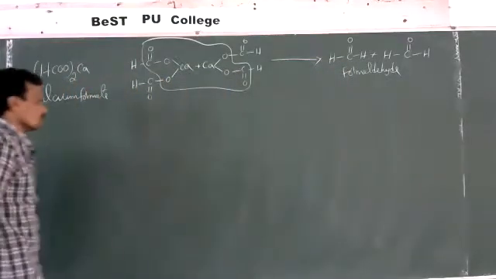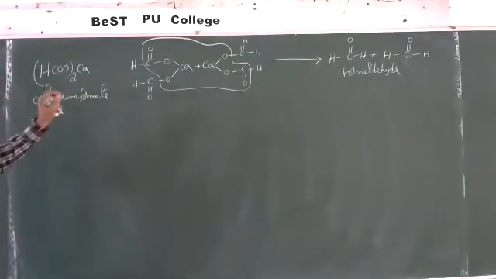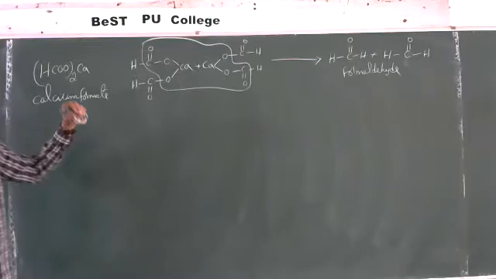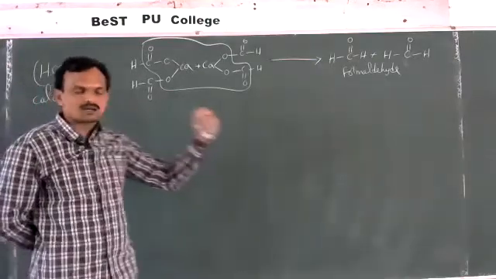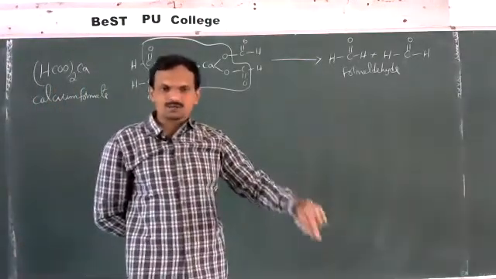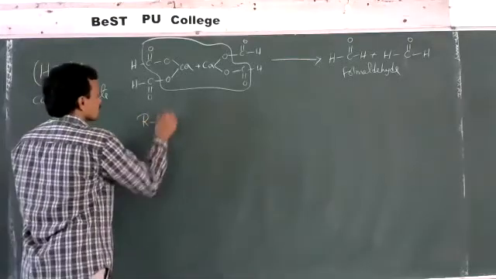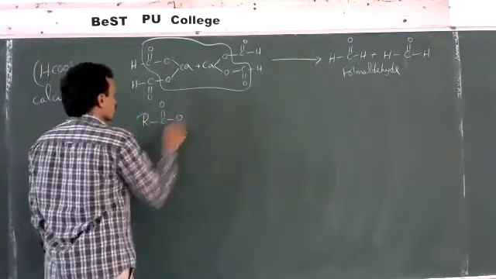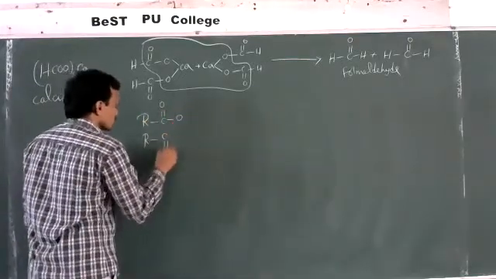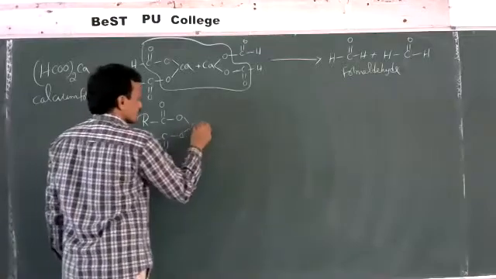Now, instead of calcium formate, if you take the calcium salt of any other carboxylic acid other than formic acid, now see what is formed here. RCOO, Ca.